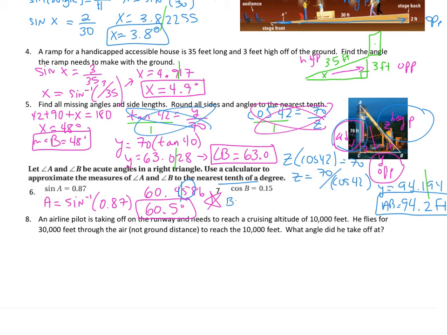So in your calculator, you should be typing in the inverse of cosine of 0.15. When you get that, you should have gotten 81.373 around. So when we look at the 3, the number after it is a 7, so we do need to bump it up. This would be 81.4 degrees for your angle B.